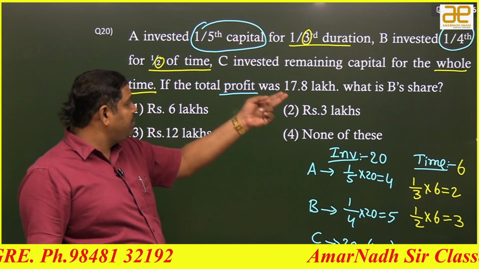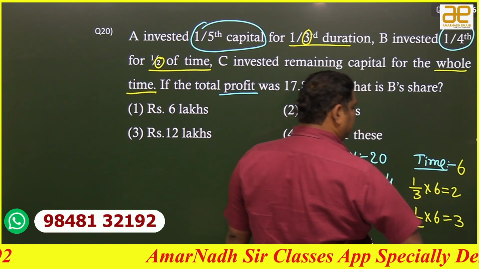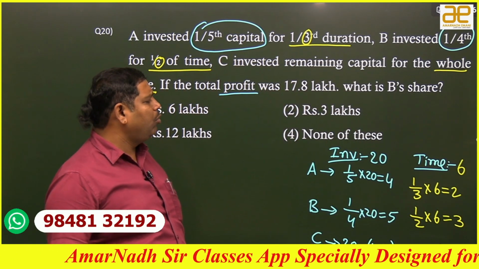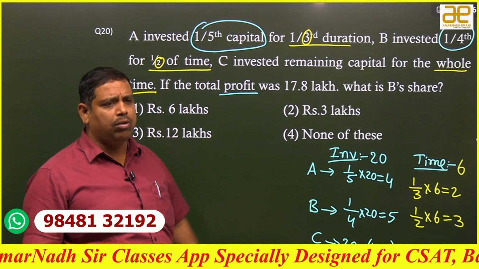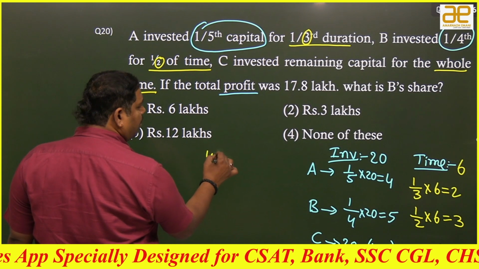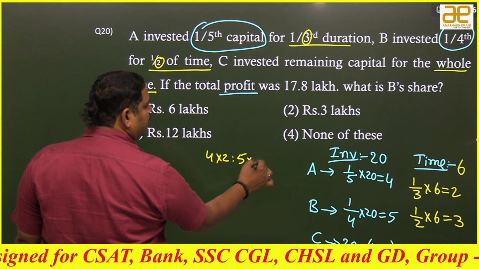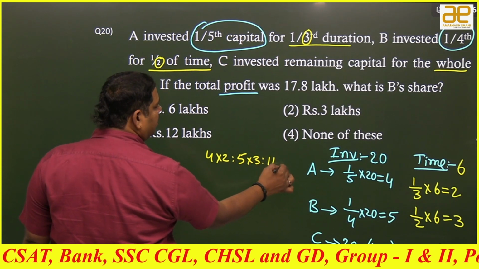No, C is in the business for the whole time. Whole time means all the 6, he is in the business. Since we know investments and time periods, happily we can solve it. So investment of A is 4 into time period 2, B is 5 into time period 3, C is 11 into time period 6.